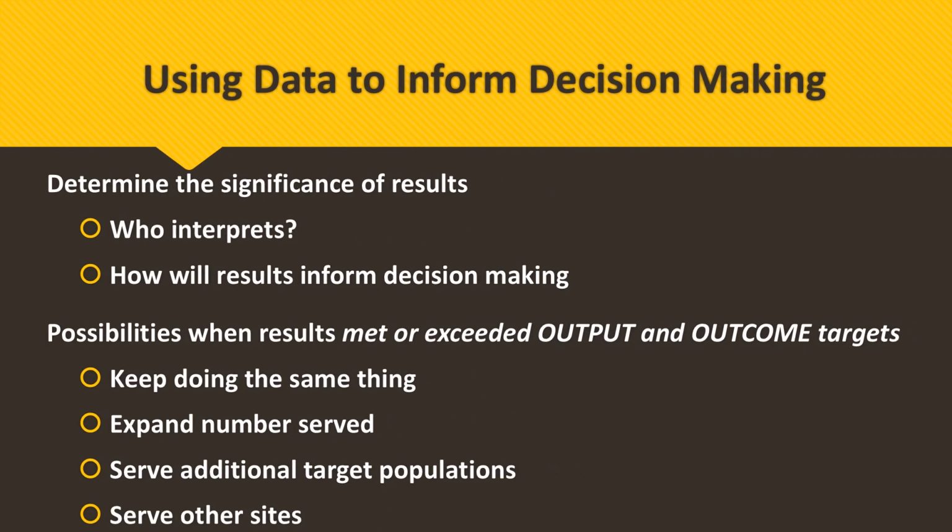You will make different decisions about your program depending on how your results turned out. If you got the output and outcome results you expected or better, that's great news. What will you do? Some possibilities are to keep doing the same thing for the same number of people. Expand the number of people you serve and serve additional target populations. Begin providing the service at other sites.